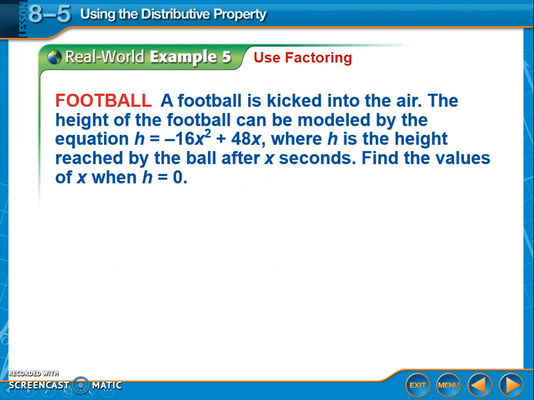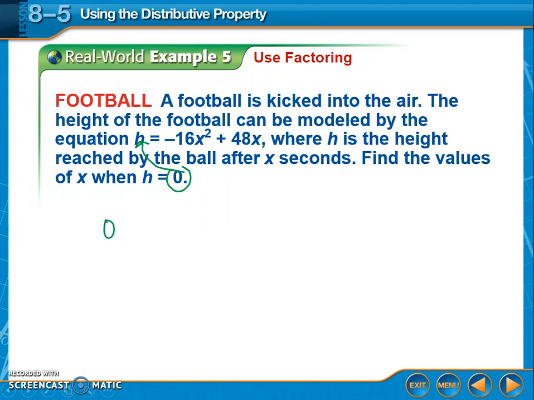Okay, the last problem. A football is kicked into the air. The height of the football can be modeled by the equation h equals negative 16x squared plus 48x, where h is the height reached by the ball after x seconds. Find the values of x when h equals 0. So basically, we're just going to take h equals 0, plug it in for h, and solve using the same method that we just used.